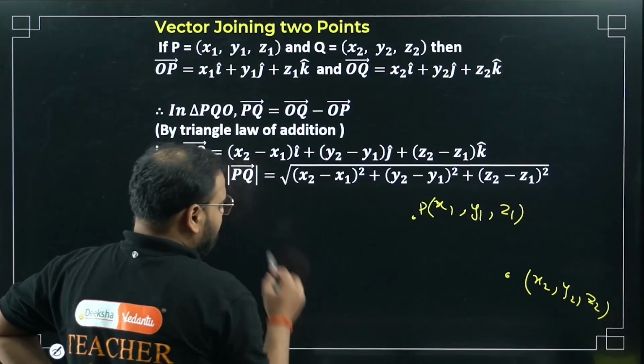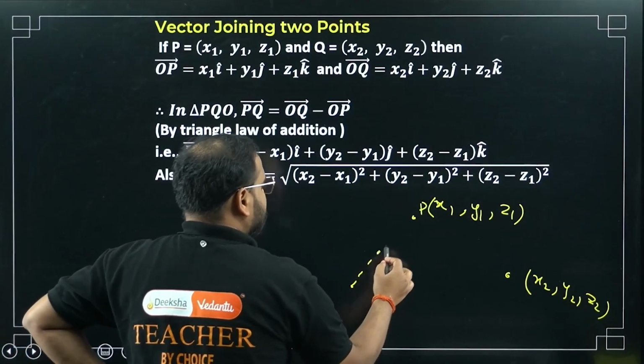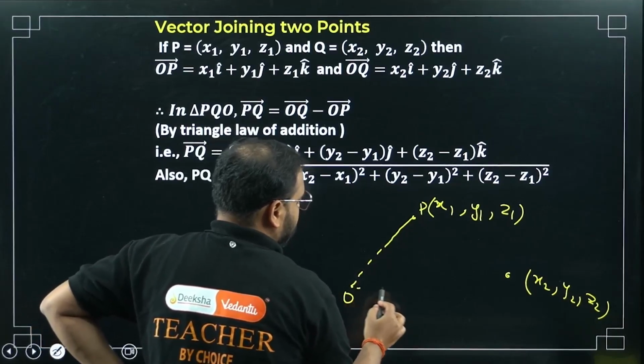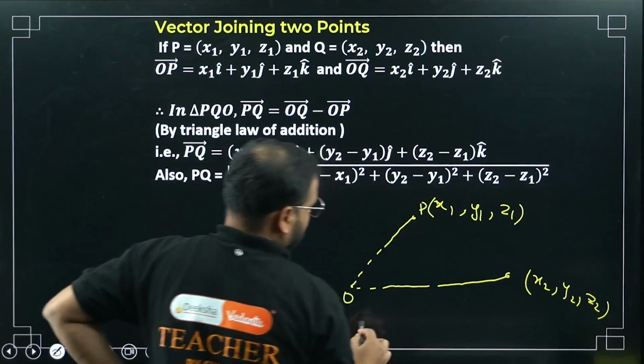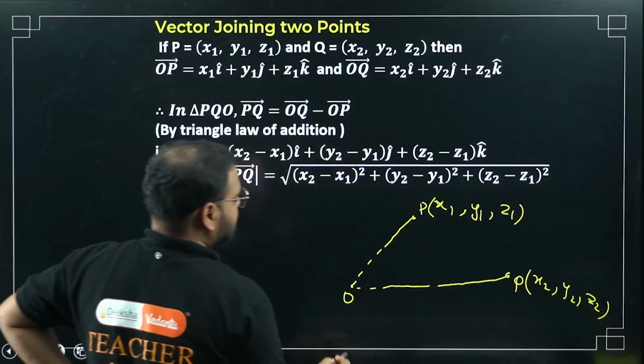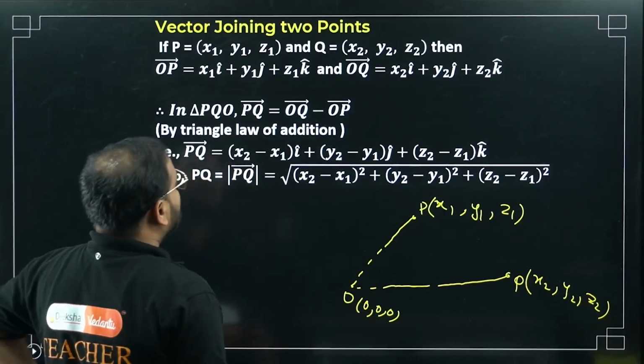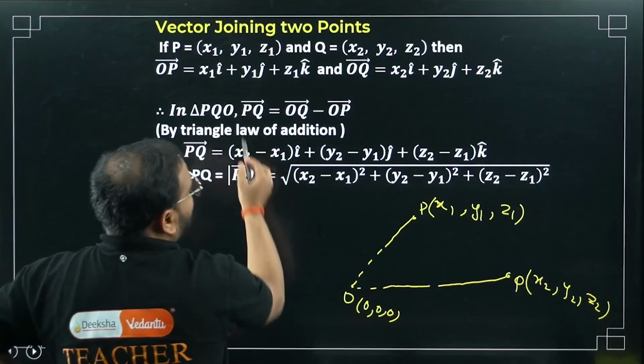Now if I have to write the position vector, from here I can go like this. What is this point called? Origin. And this point is called, so this is OP, this is OQ. Again, origin, what is the origin coordinate? 0, 0 and 0, correct? So they're asking us to find PQ. How will you find PQ? Tell me here.